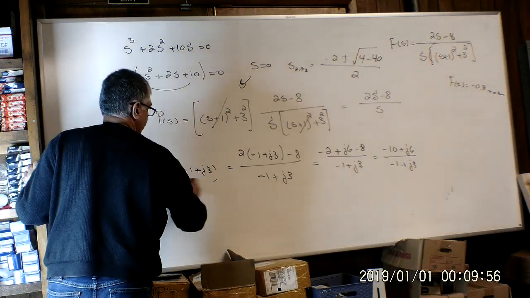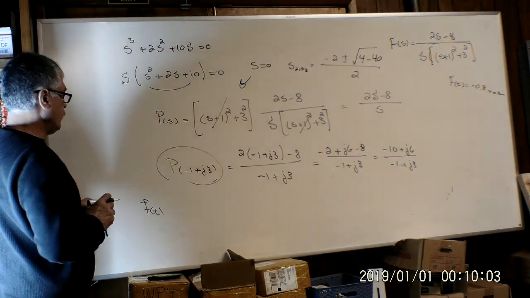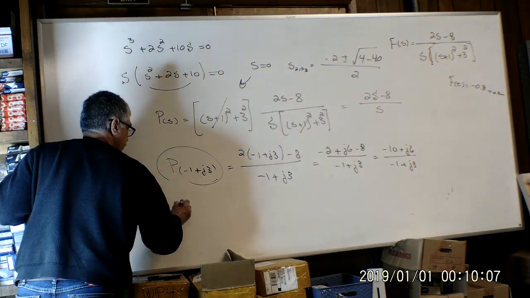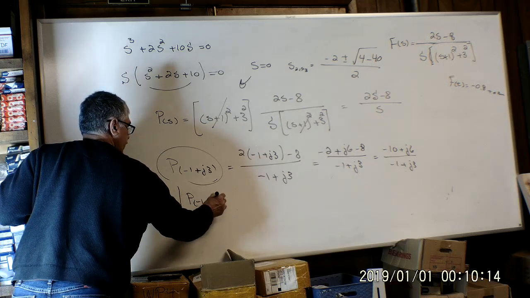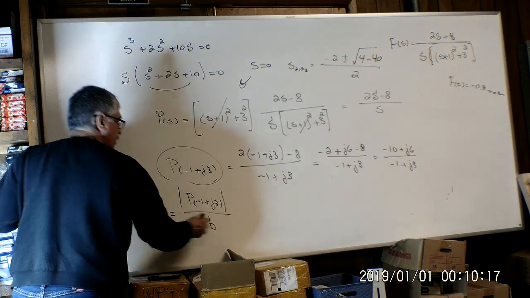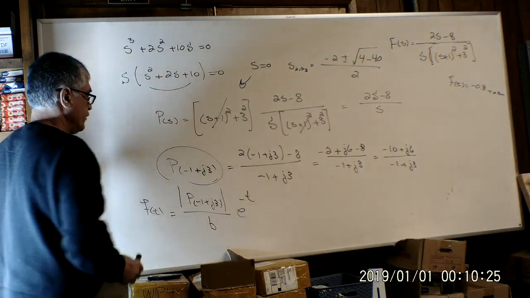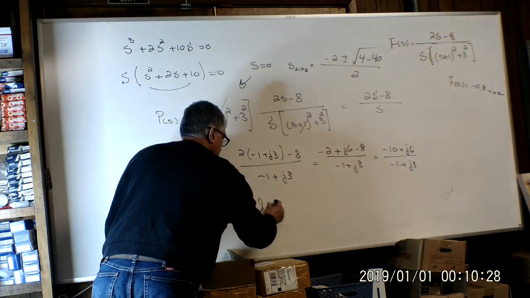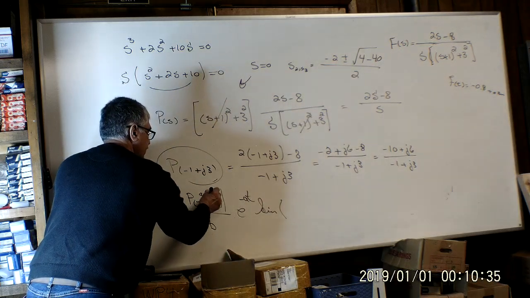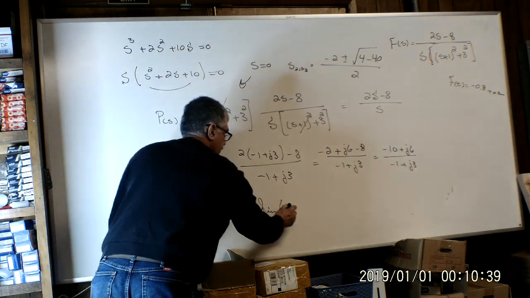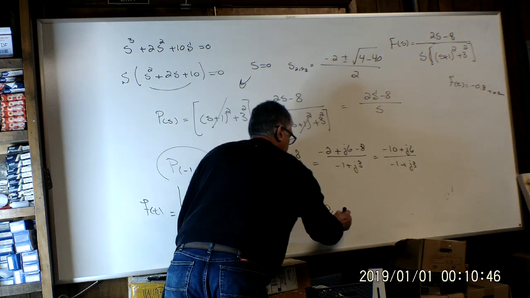So once we find that, our function associated with our complex number will be equal to the magnitude of P(minus 1 plus j3) divided by b, multiplied by e to the power minus at, times sine of (bt plus the argument of P(minus 1 plus j3)), where this is a and b.